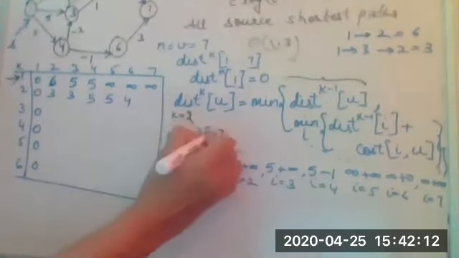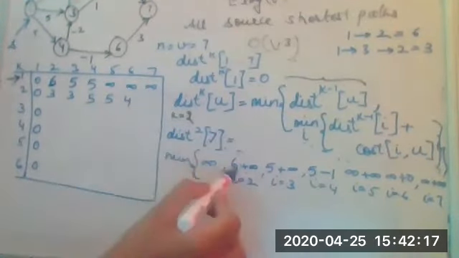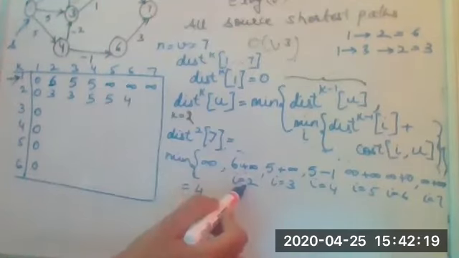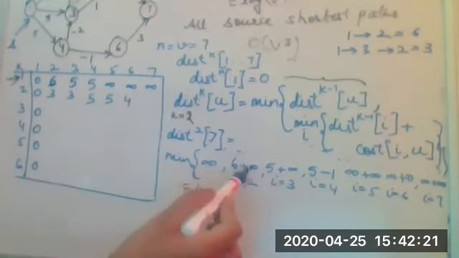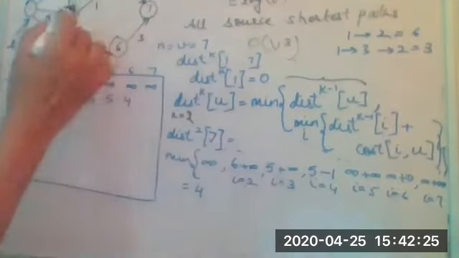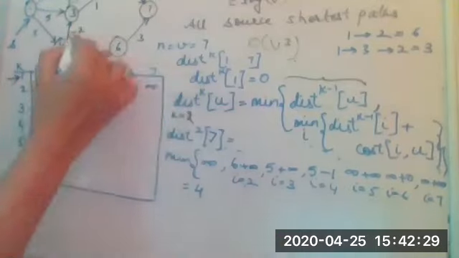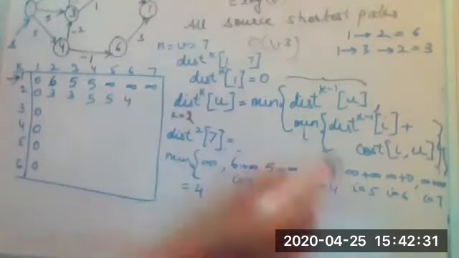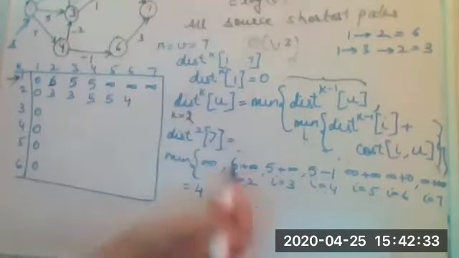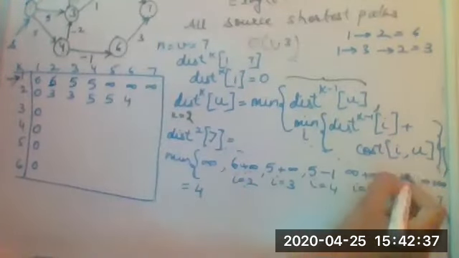Similarly, for the seventh vertex, yes, the previous value was infinite. When it is taking 2 as an intermediate vertex, the 2 to 7, there is no path. I equal to 3, 3 to 7 also there is no path. I equal to 4, 4 to 7, there is no path. 5, 5 to 7 also there is no path. 6, 6 to 7, there is a path. So this will be 3.